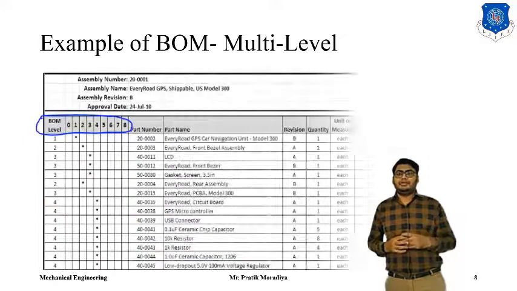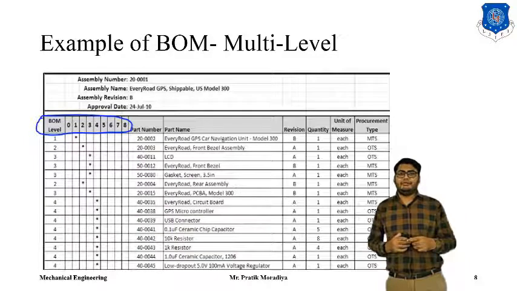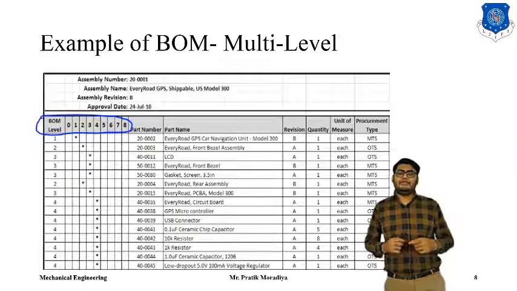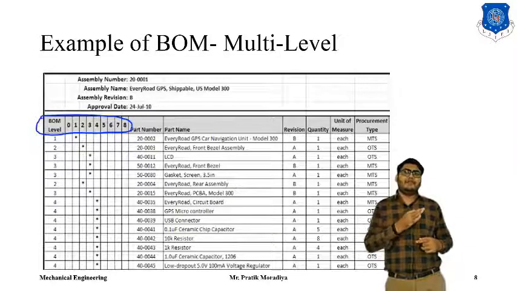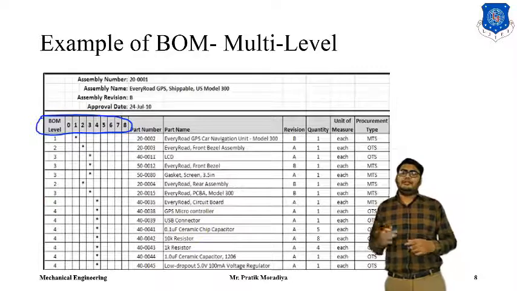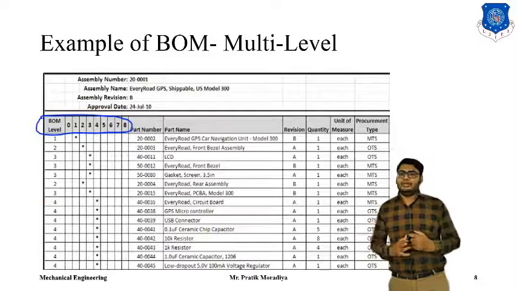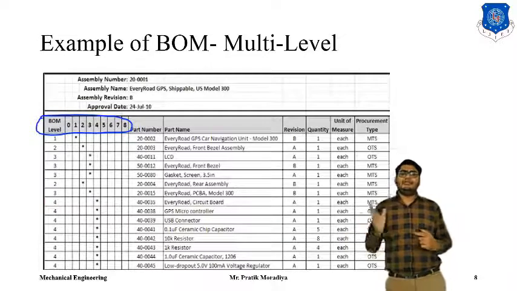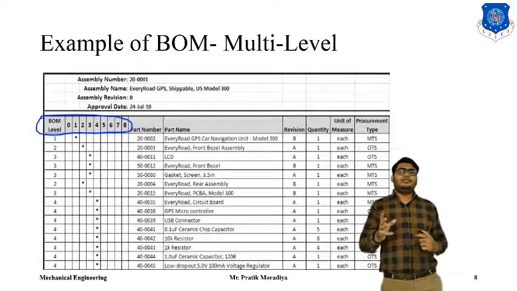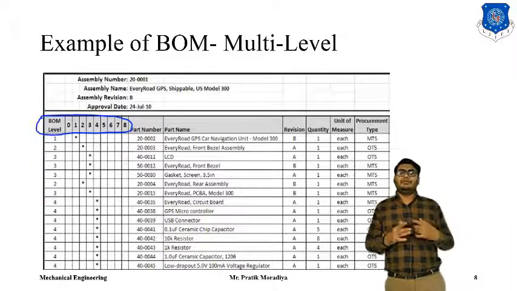And what is a multi-level bill of material? So in a multi-level bill of materials, there will be different levels of assemblies. In a single level bill of material, there will not be levels. So it is for a single assembly only. In a multi-level bill of materials, there will be levels, and those levels define the sub-assemblies.